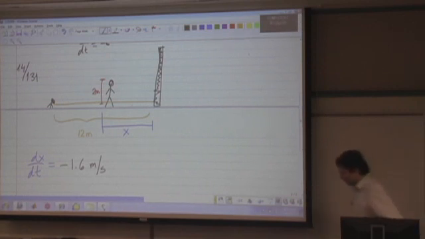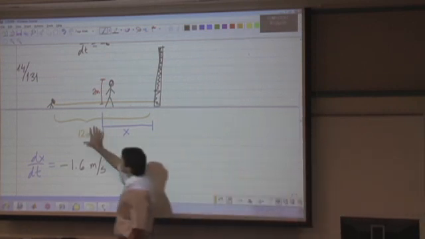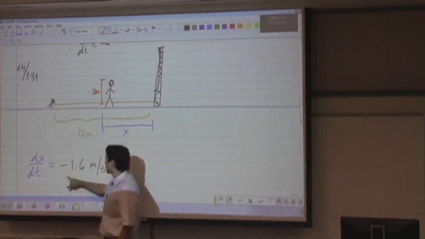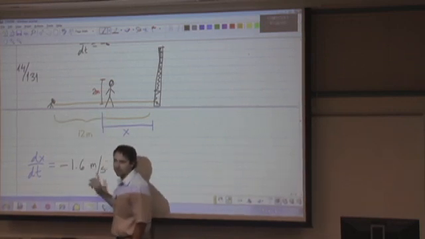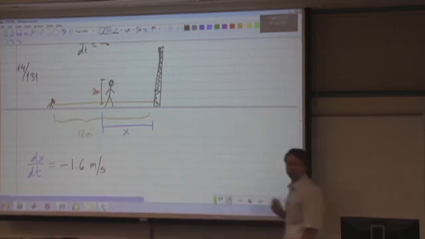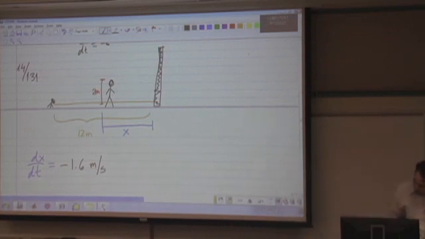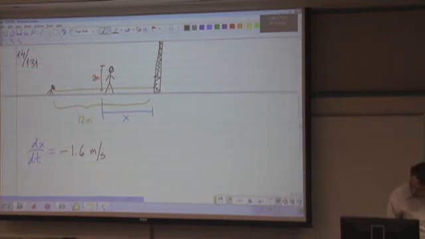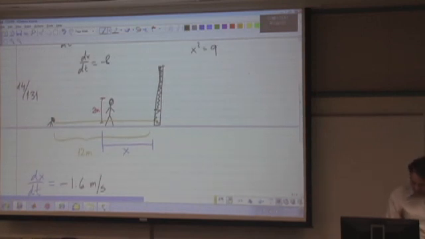If I would have denoted this distance to be x, then my rate of change would have been positive. Is that making sense? Okay. So, how fast is the length of his shadow on the building decreasing when he is 4 meters away from the building? How should I represent that?